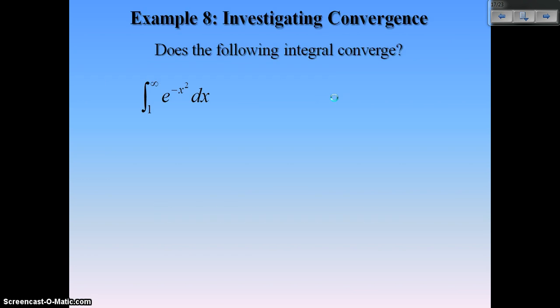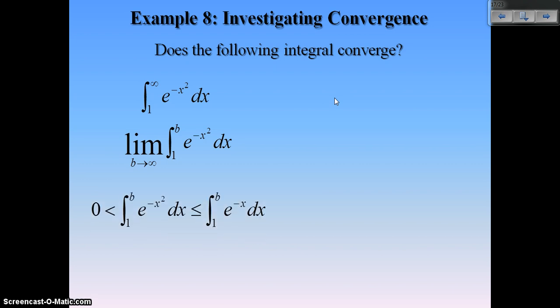Alright, so does the following integral converge? E to the negative x squared. Well, first of all, I'm going to remove the infinity from the integral. There's never a good time to leave the infinity up in the integral. Now, here's what I know. I know that e to the negative x squared will always be less than or equal to e to the negative x from 1 to b, or from 1 to infinity, if you will. Of course, 1 being the one time when they're equal. Otherwise, because of the square, e to the negative x squared is less than it. And I also know that they're going to be greater than 0.